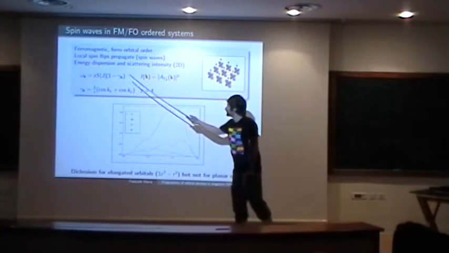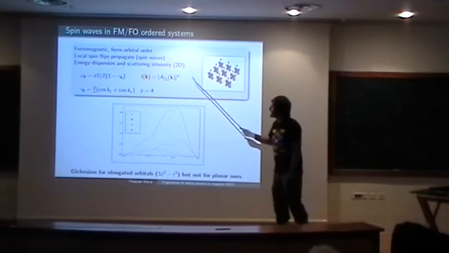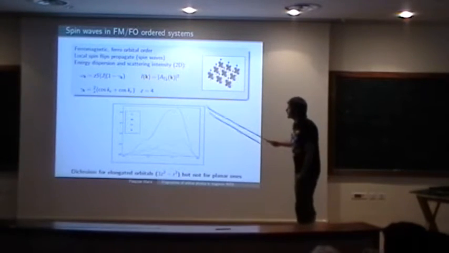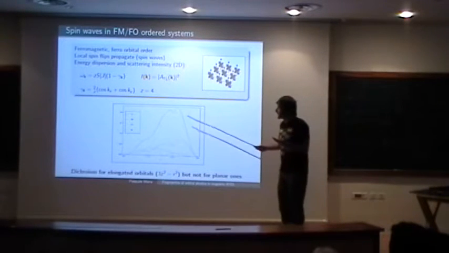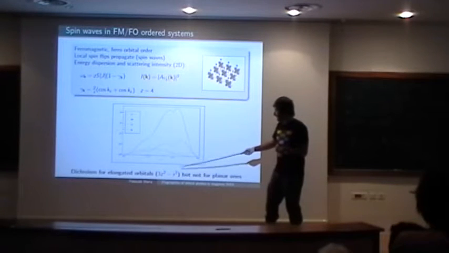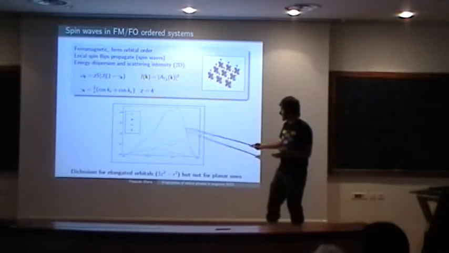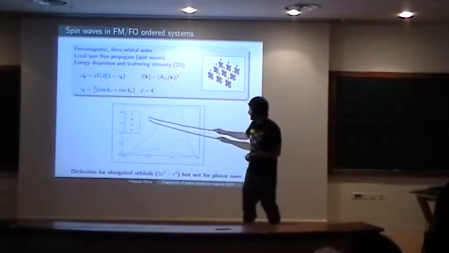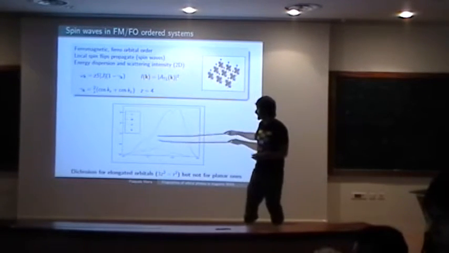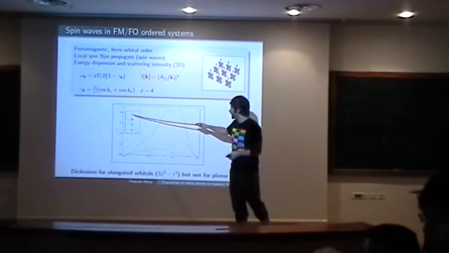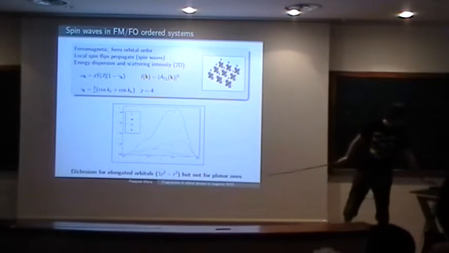This is the well-known energy dispersion of a ferromagnetic material, and these are the intensities. Due to the fact that a ferromagnet breaks time reversal symmetry, we can have a decrease for certain elongated orbitals like 3z square minus r square. And here I plot the scattering intensity for several kinds of circular polarization. We can see that changing from left to right polarization leads to different intensities.